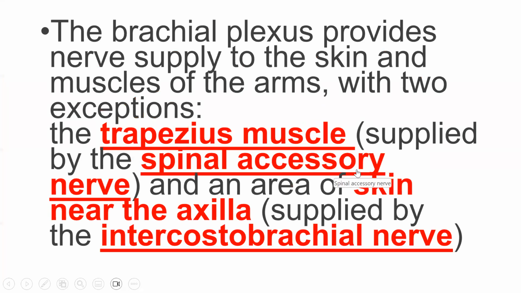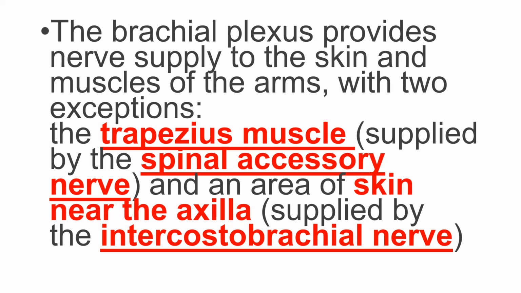The brachial plexus provides nerve supply to the skin and muscles of the arms with 2 exceptions. The trapezius muscle is supplied, don't forget, by what? The cranial nerve 11, the spinal accessory nerve. And this is important for you to know. In addition, you have a supply of the skin in the axilla by the intercostobrachial nerve. These are not within the brachial plexus.